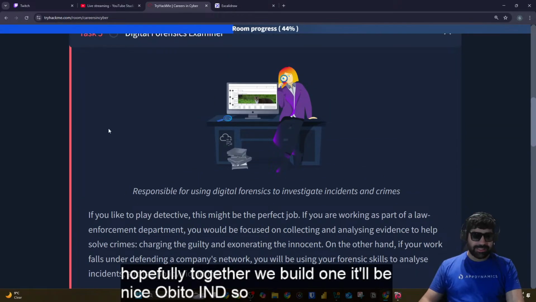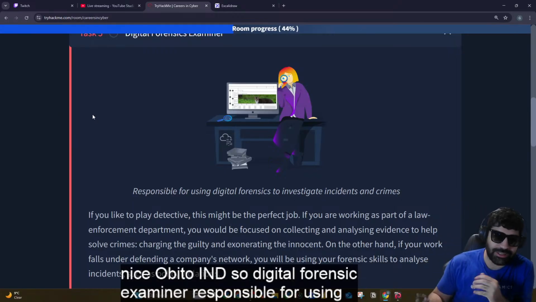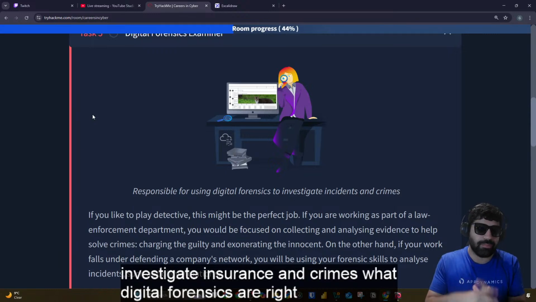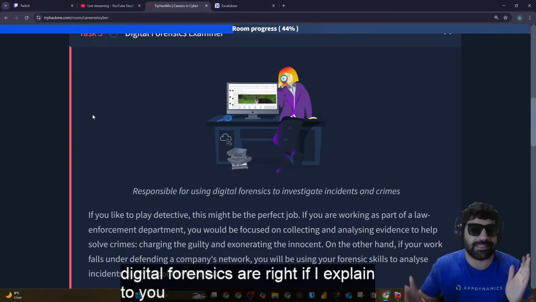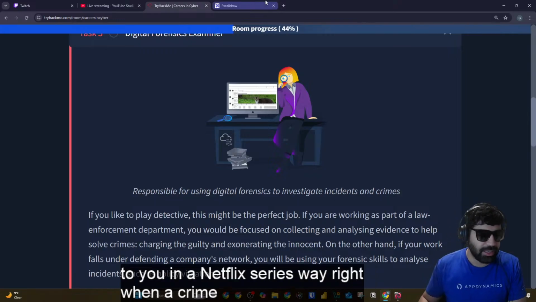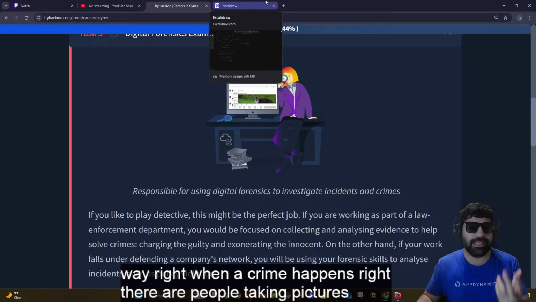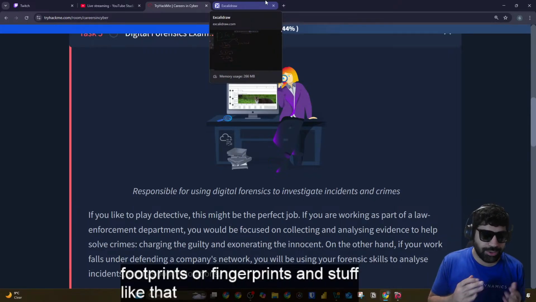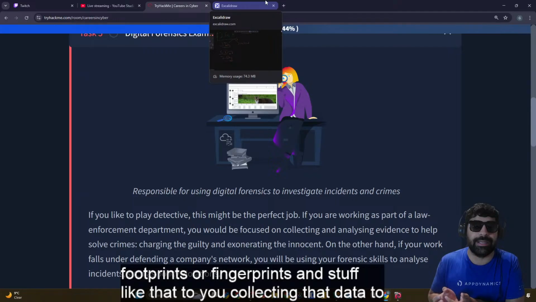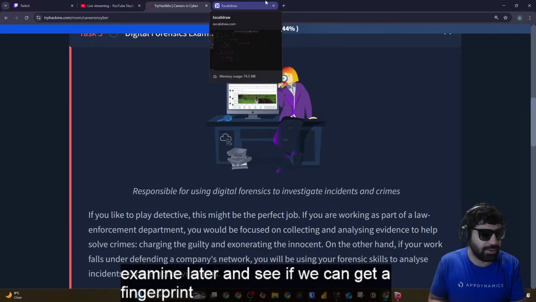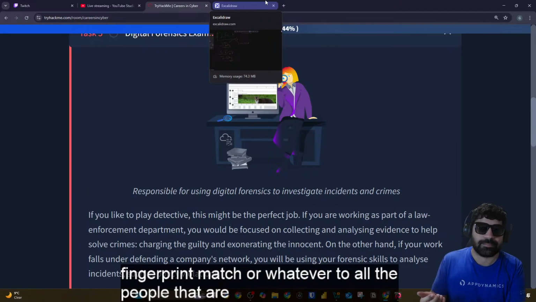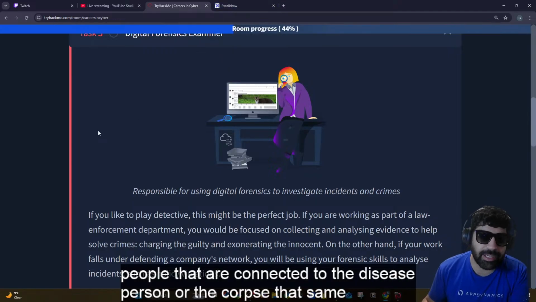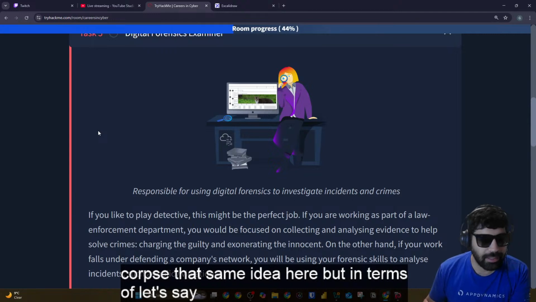So, digital forensic examiner: responsible for using digital forensics to investigate incidents and crimes. What digital forensics is, if I explain it in a Netflix series way, right? When a crime happens, there are people taking pictures, taking samples of the footprints or fingerprints, collecting that data to examine later and see if we can get a fingerprint match for all the people connected to the deceased person or the corpse. Same idea here, but instead of fingerprints, we are collecting logs.